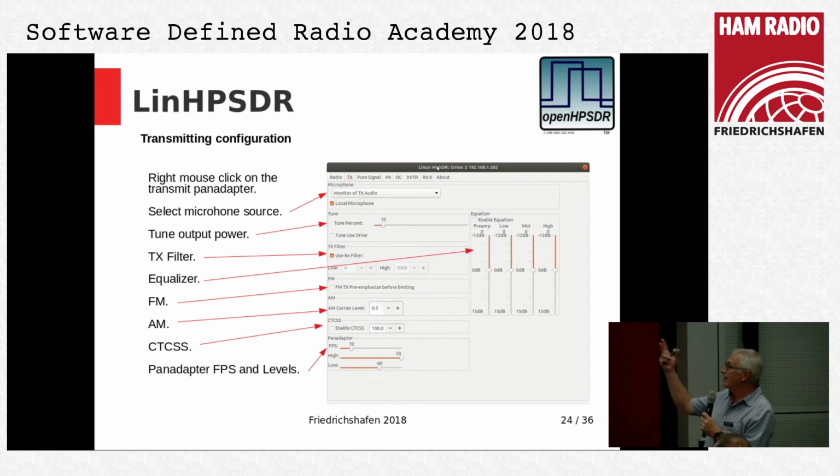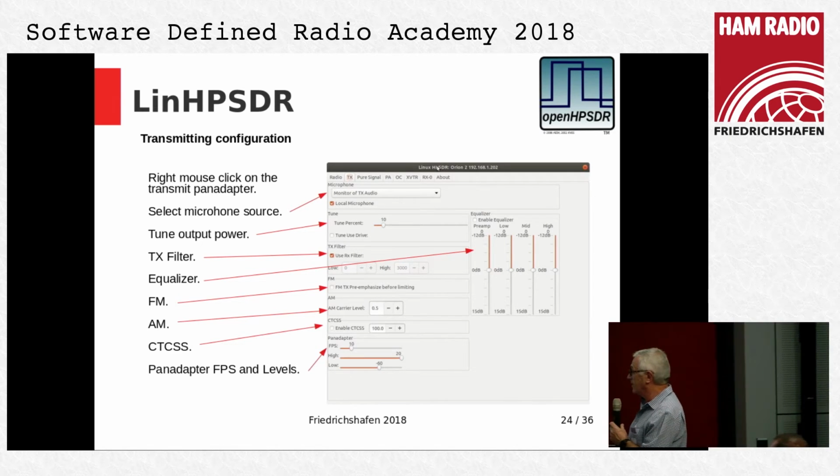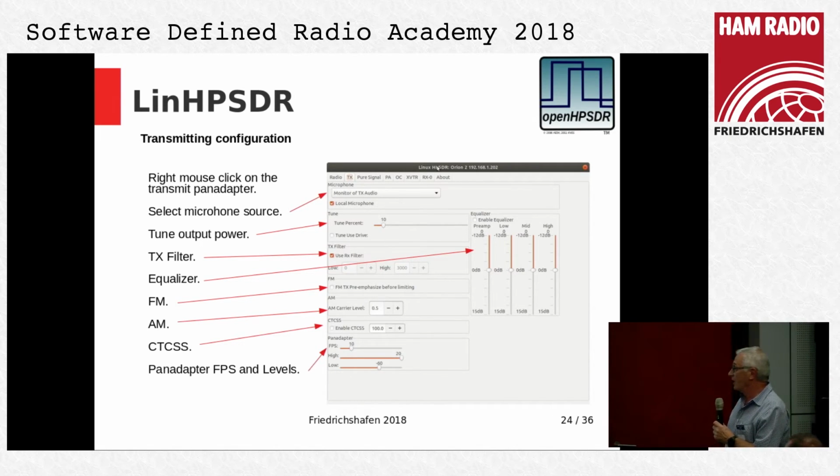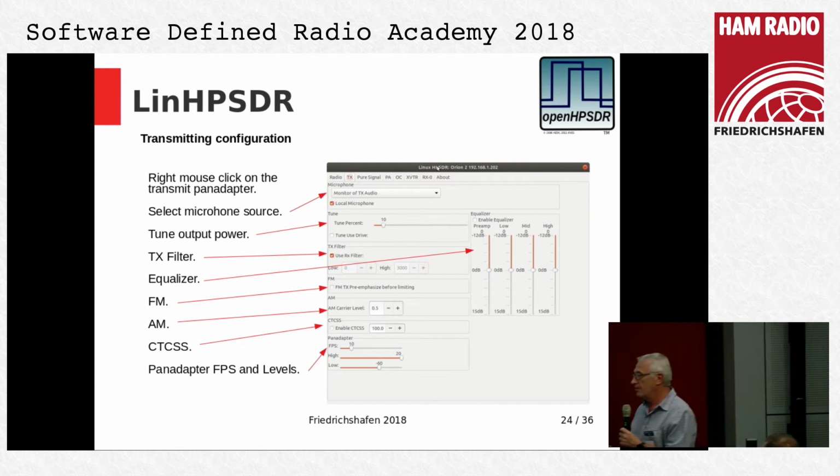You can either manually set it here, or one of the options is to use the receive filter. Whatever the receive filter is set to, it sets the transmit output filter to. And then there's some settings for FM, AM, the CTCSS frequency if you want, and then controlling the panadapter, frames per second and high and low, and also, again, the 3-level equalizer for the microphone input.